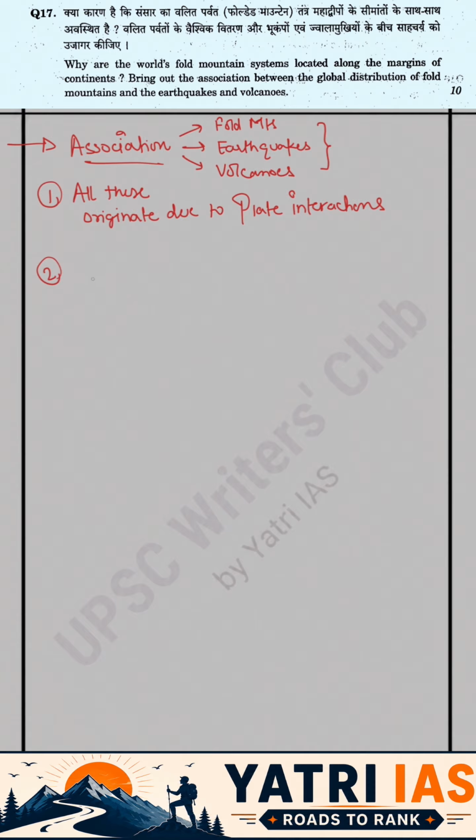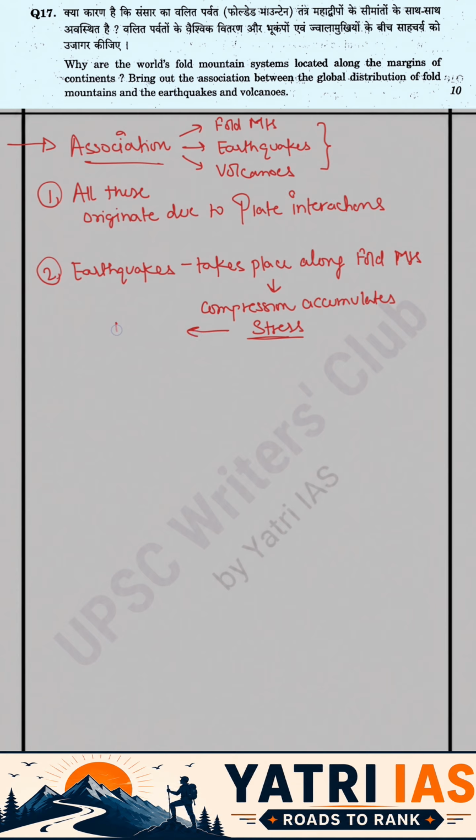Then you would mention earthquakes along fold belts. Earthquakes take place along fold mountains. Why? Because compression accumulates a lot of stress, and when this stress is released, it leads to sudden earthquakes. Then you would mention the Benioff seismic zone.